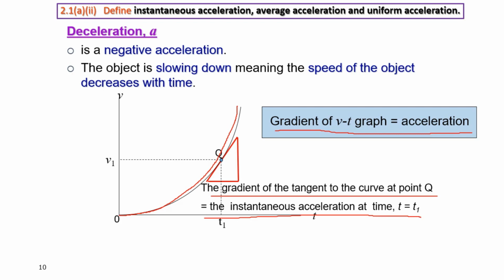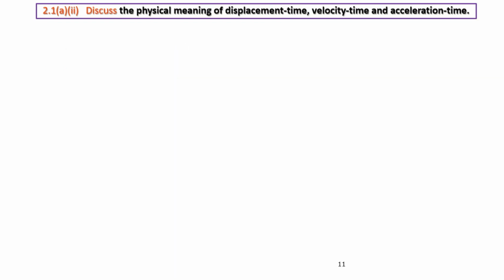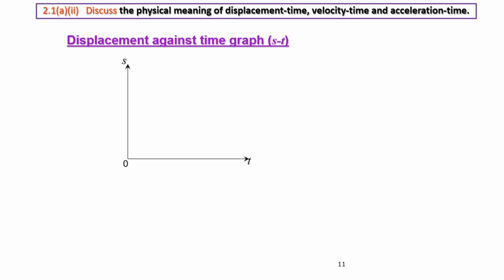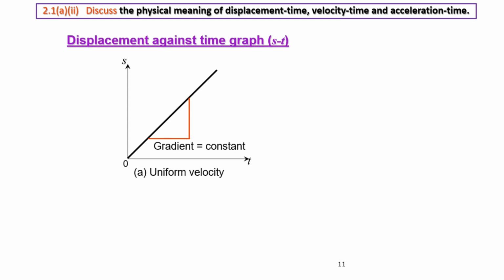The next learning outcome is discuss the physical meaning of the displacement-time, velocity-time, and acceleration-time graph. First, we go for the displacement-time graph. When analyzing a displacement-time graph, always remember that the gradient of the graph represents the velocity. For the first graph, the graph is a non-horizontal straight line, so the gradient is not equal to 0. For a slanted straight line, the gradient is constant, so the velocity of the moving object is uniform.